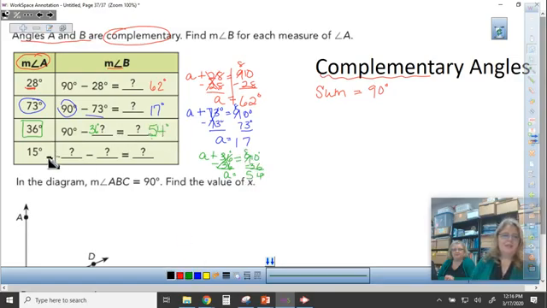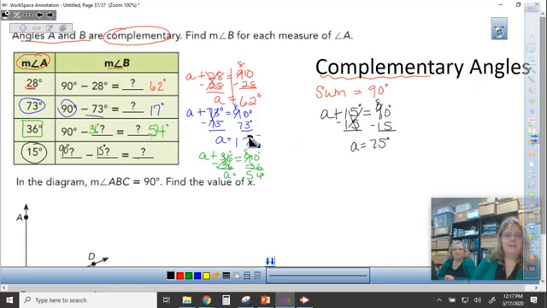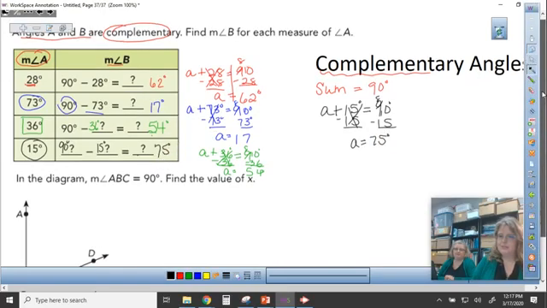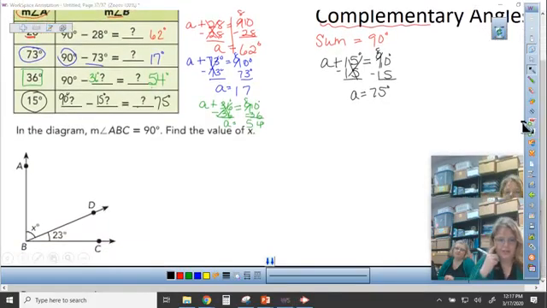And then my last one, 15 degrees. It's saying if I take 90 degrees minus 15 degrees, I can find its complement. I'm still going to write an equation because I love to solve equations. A plus 15 equals 90. It really didn't matter how I wrote it. I'm going to subtract 15 from both sides. When I do that, I end up with A equals 75 degrees. So that's when I'm given just the set of complementary angles, or I need to find a complementary angle.